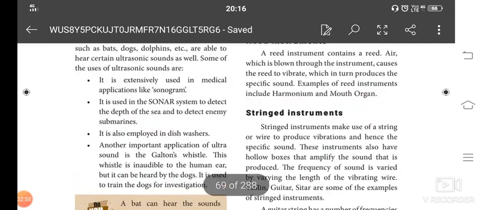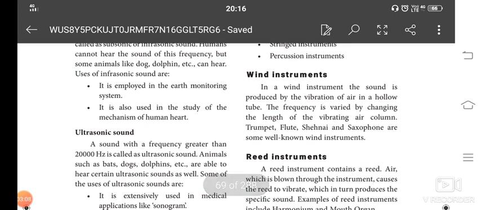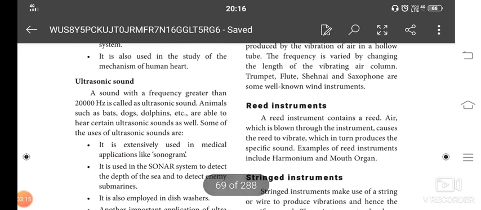Musical instruments. We have different types of musical instruments: wind instrument, reed instrument, stringed instrument, and percussion. Wind: with the help of the wind, those instruments work. For example, we have trumpet, flute, shehnai and saxophone. A reed instrument works with the help of air. For example, harmonium and mouth organ, and with the help of the key notes we can make a sound.